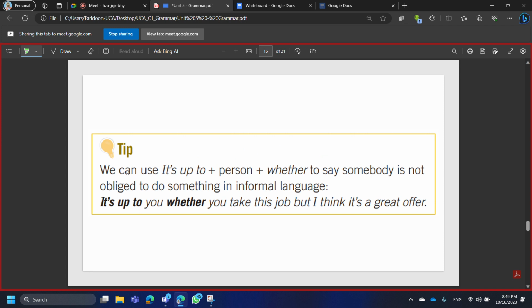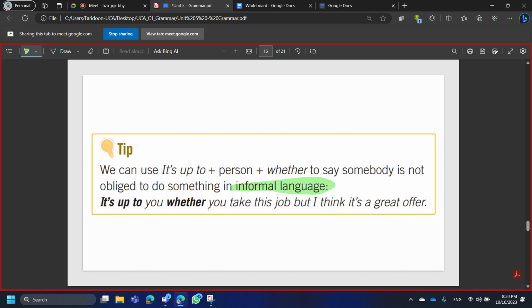So we have a tip here. We can use it's up to plus the person plus whether to say somebody is not obliged or is not obligated to do something in informal language. So you're giving them the chance to do it or not, or you're giving them the choice to decide whether to do something or not. You can use the structure it's up to plus the person plus whether. Okay, for example, it's up to you whether you take this job, but I think it's a great offer.